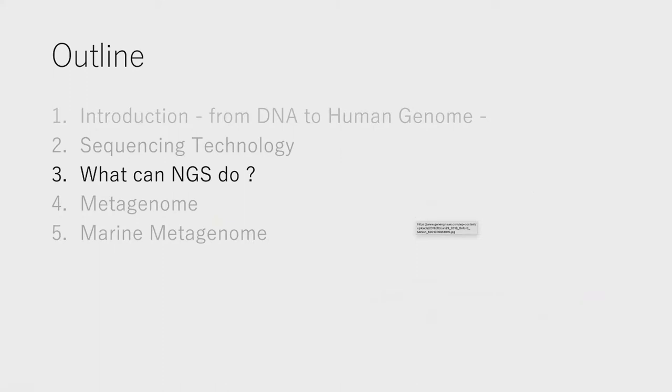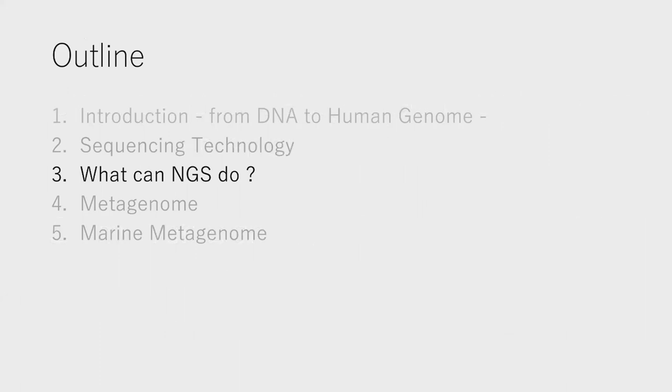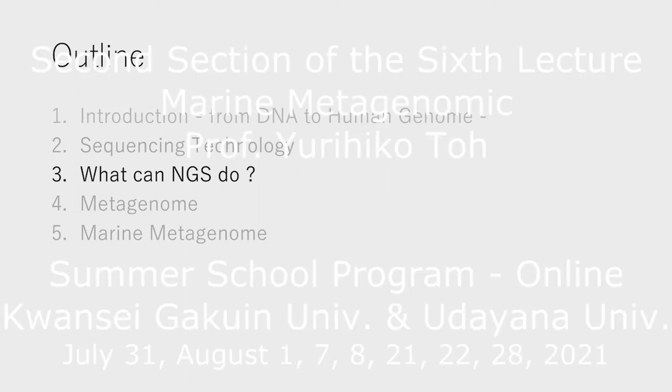Okay, I explained about the sequencing technologies. Next, I'd like to speak about what the NGS, the next generation sequencers, can do. So the next generation sequencer is a tool to determine the nucleotide sequences. By determination of the nucleotide sequences, we can obtain various biological information. I think it's a bit early, but the topic has changed, so I'd like to take a break here.